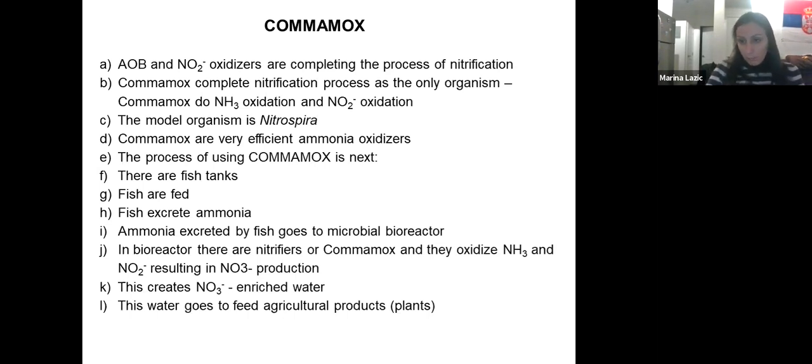They have fish tanks where fish are growing and they're fed with all sorts of fish food. As they are metabolizing food, they excrete ammonia, NH3, and that ammonia created by fish can go to a microbial bioreactor. The bioreactor is filled with efficient ammonia oxidizers, Comammox, so they complete full ammonia oxidation and end up with NO3 minus production. This is nitrate-enriched water, and this water can go to feed agricultural plants like a fertilizer.